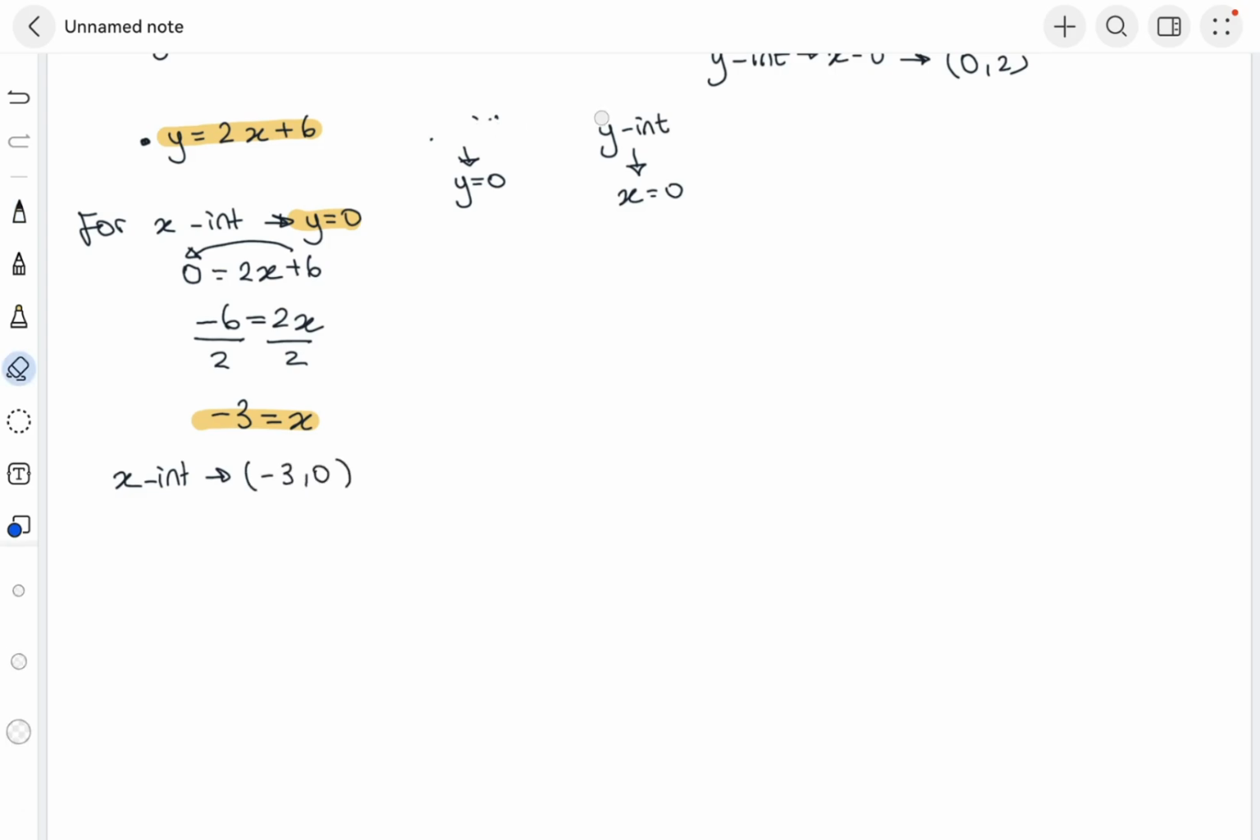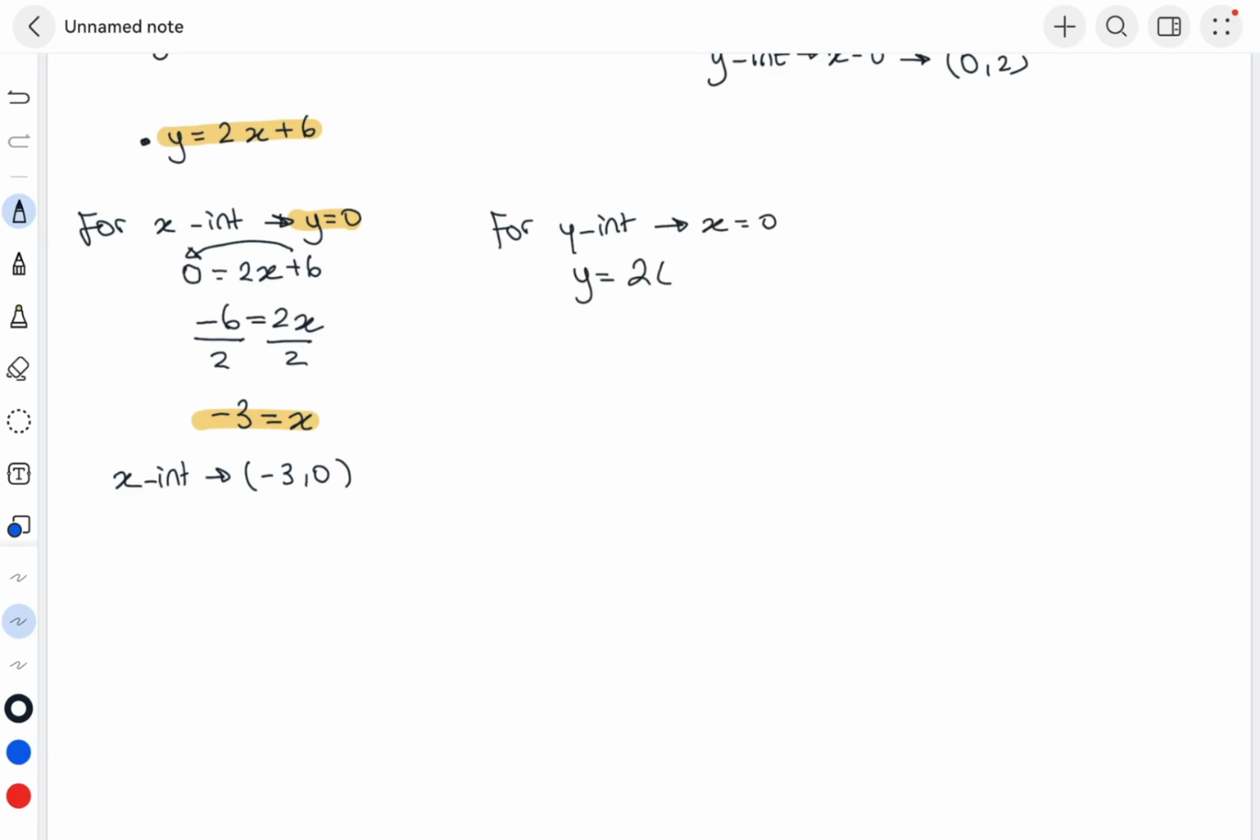Now, finding the y-intercept. As we said, the y-intercept means x is 0. So for the y-intercept, x is 0. So we'll have y equal to 2 multiplied by 0 plus 6, which means y equal to 0 plus 6, which is 6. We have x is 0 and y is 6. So our y-intercept will be (0, 6).